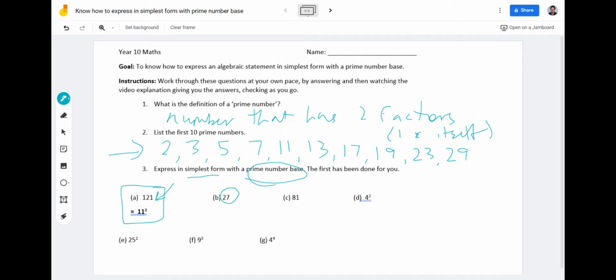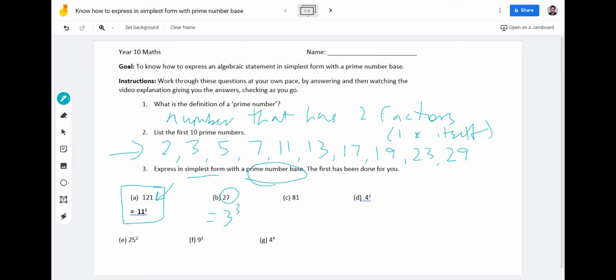This next one, 27. Now, we were doing these in the worksheet the other day. 27, can we write that with one of these prime numbers? 2 to the power of something? No, it's not going to be 2 to the power of something. 3 to the power of something? Yes. It's 3 to the power of 3, because 3 times 3 times 3 is 27.